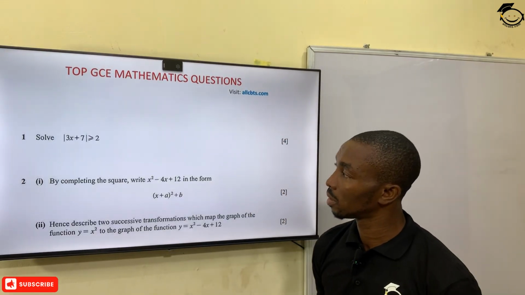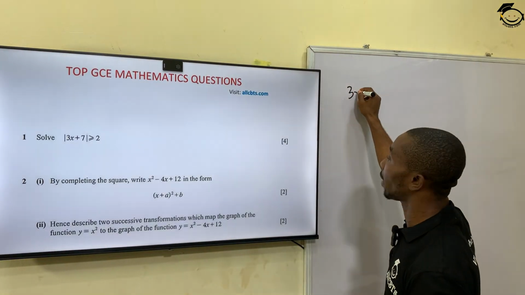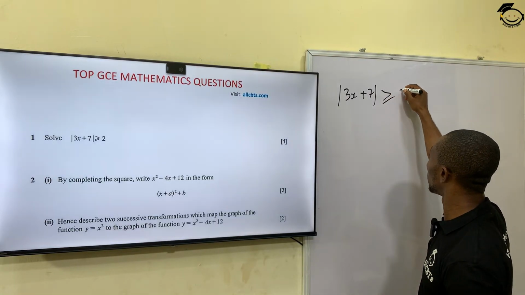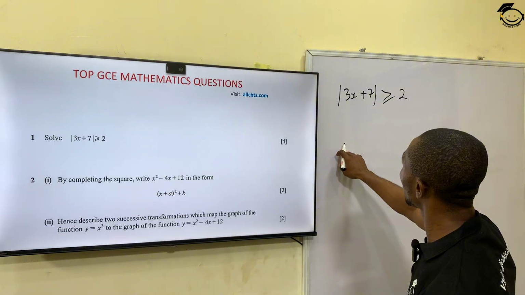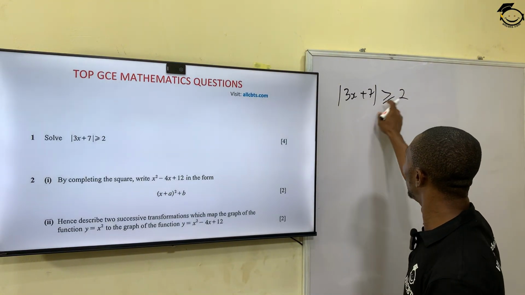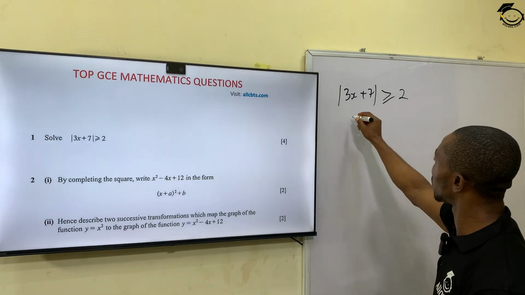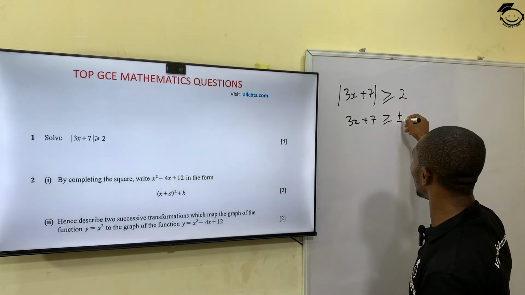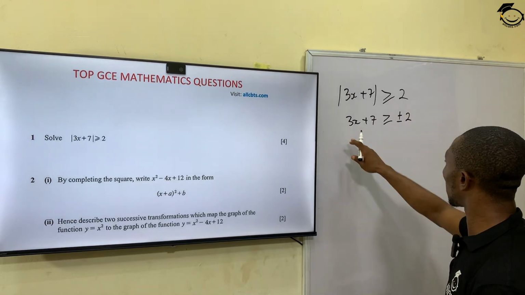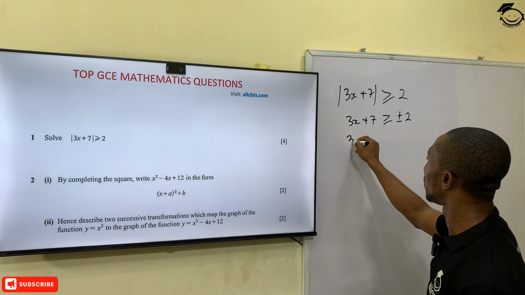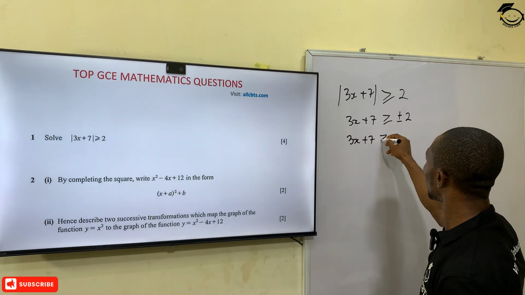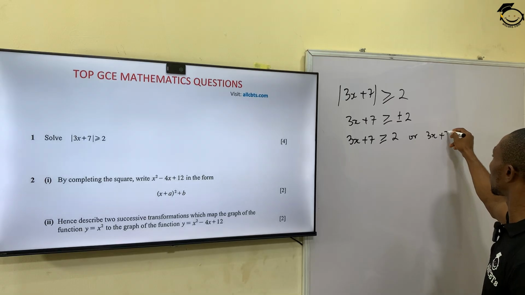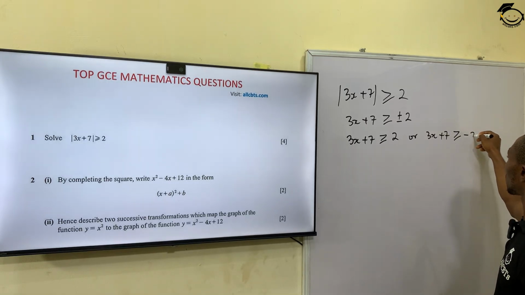Alright, our first question says solve 3x plus 7 greater than or equals 2. Now, to solve this, we are going to find both the positive and negative aspect of our 2, to become 3x plus 7 greater than or equals to plus or minus 2. Now expanding this and solving this out, this will give us 3x plus 7 greater than or equals to 2, or 3x plus 7 greater than or equals to minus 2.